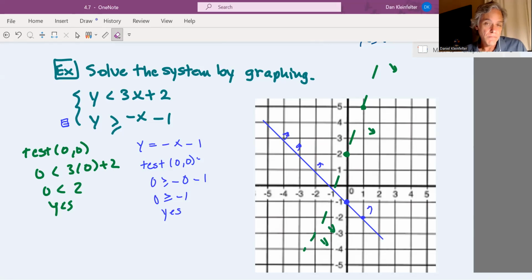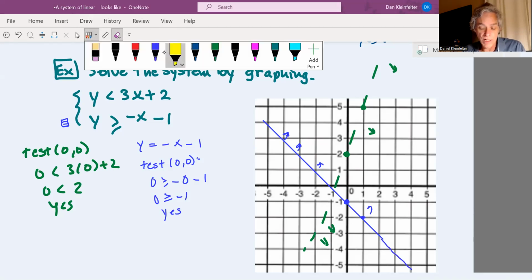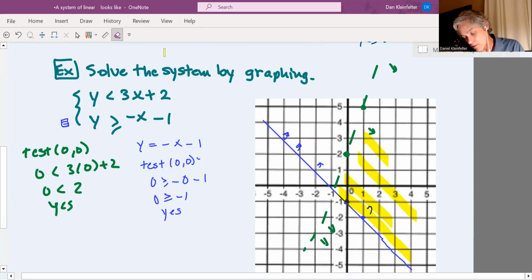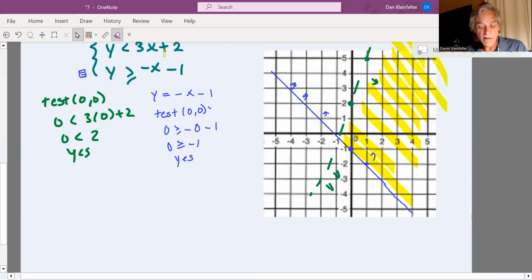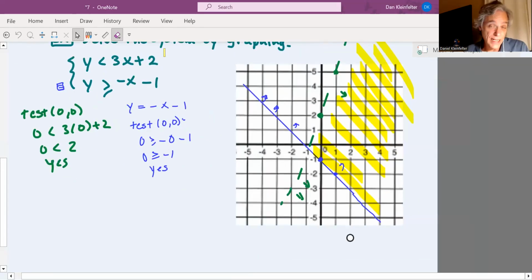The solution then to the entire system is going to be the region that makes up solutions to both of our individual inequalities. That would be to the right of the green and above the blue. So we're just going to shade that one. To the right of the green and above the blue. Okay, that's it. That's the end of it. There's no interval notation or anything.